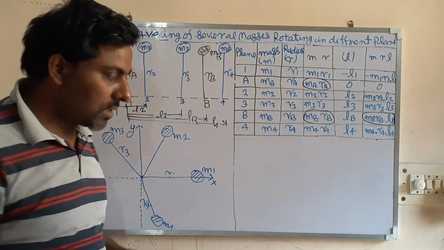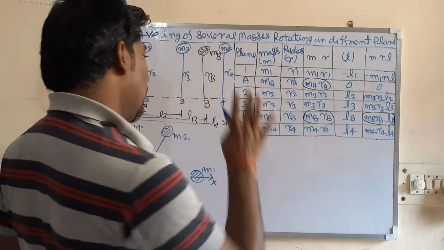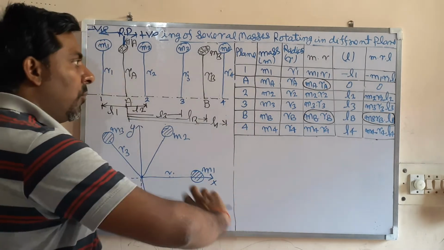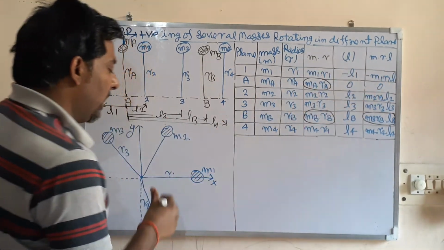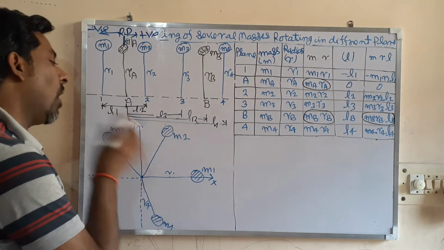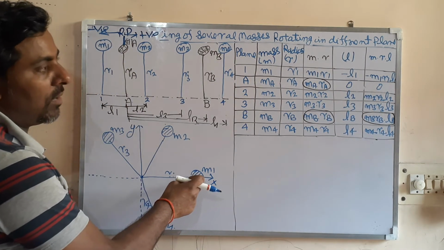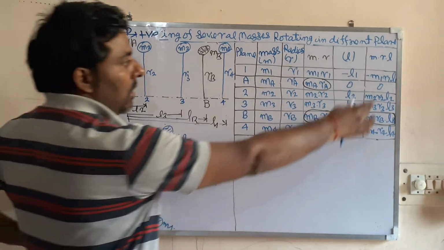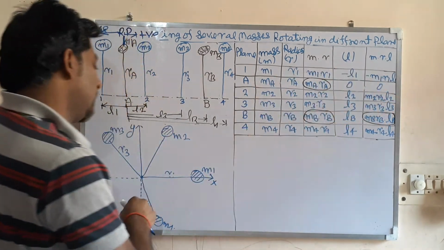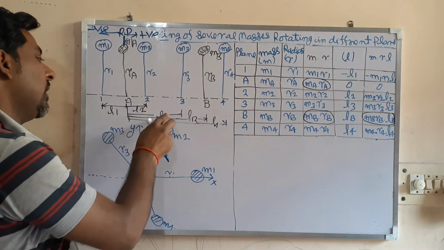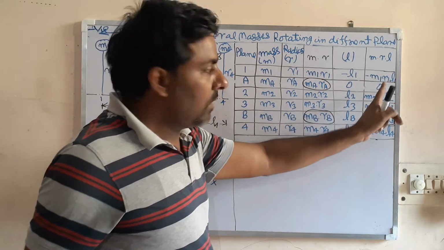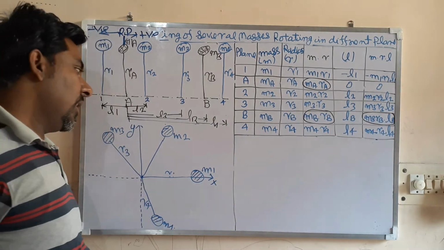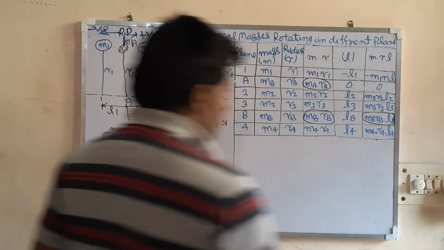Now let us draw the couple polygon first. But let us see the direction of the couple polygon. If the couple is negative, its direction will be radially inward. This is mass M1, so M1 R1 L1 is negative, so this will be radially inward. This is M2 R2 L2, which is positive for mass 2, so it will be radially outward. Means positive couple will be radially outward and negative couple will be radially inward.